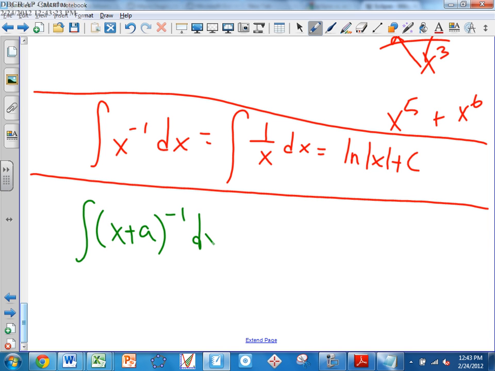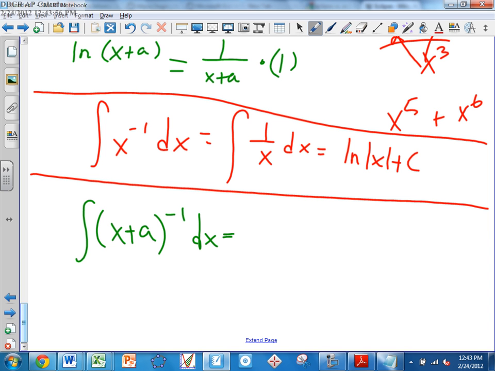A second ago, when we took the derivative of something, we only used the chain rule if there was a number in front of the x, or if x was to some power. Because if we took the derivative of the natural log of x plus a, it's just going to be 1 over x plus a times the derivative of the inside. Well, what's the derivative of this inside? It's just 1. Again, the derivative of x plus a becomes 1 plus 0. So in this case, you don't actually have to use a chain rule because it just becomes a 1.